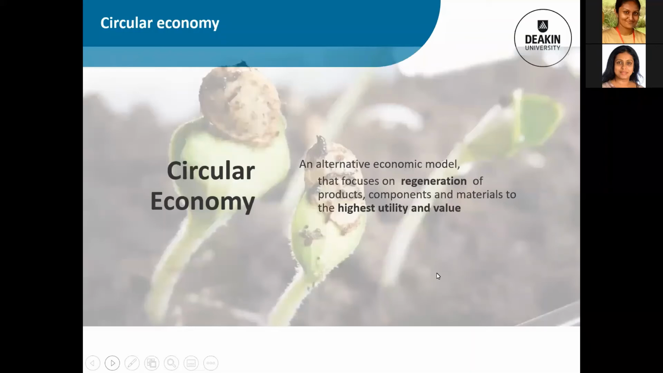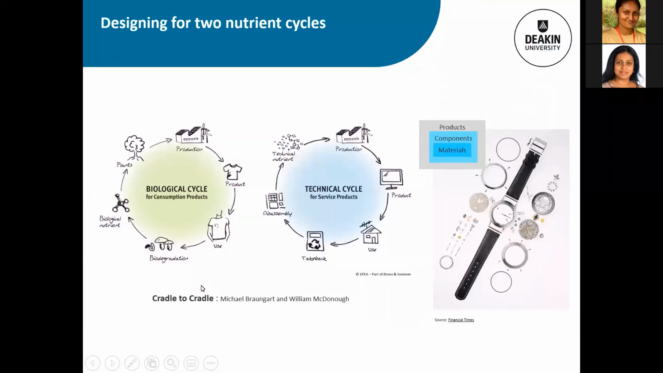So where does the thinking actually start? In the last two to three decades, the concept of circular economy has been widely discussed. One of the two thought leaders who introduced the concept initially are Michael Braungart, a German chemist, and an American designer and architect called William McDonough.